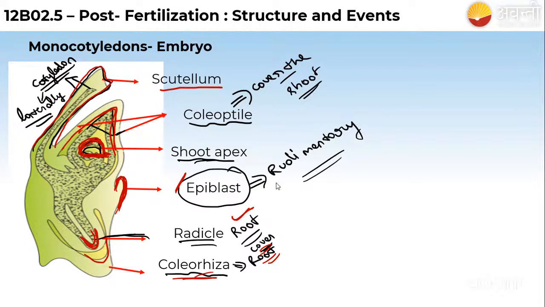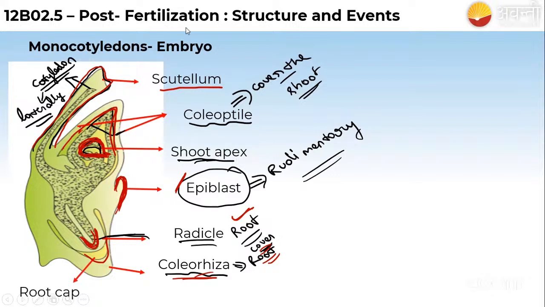Okay, guys. Today we completed double fertilization and also post-fertilization, that is embryo formation, the monocotyledon embryo and the dicotyledon embryo. I assume that you understood these two topics. These are very important for diagrams and labeling also.